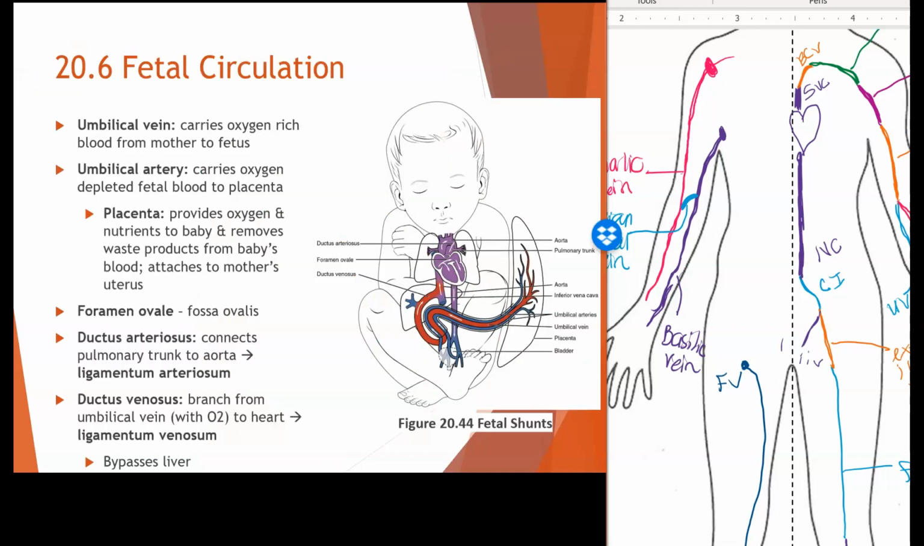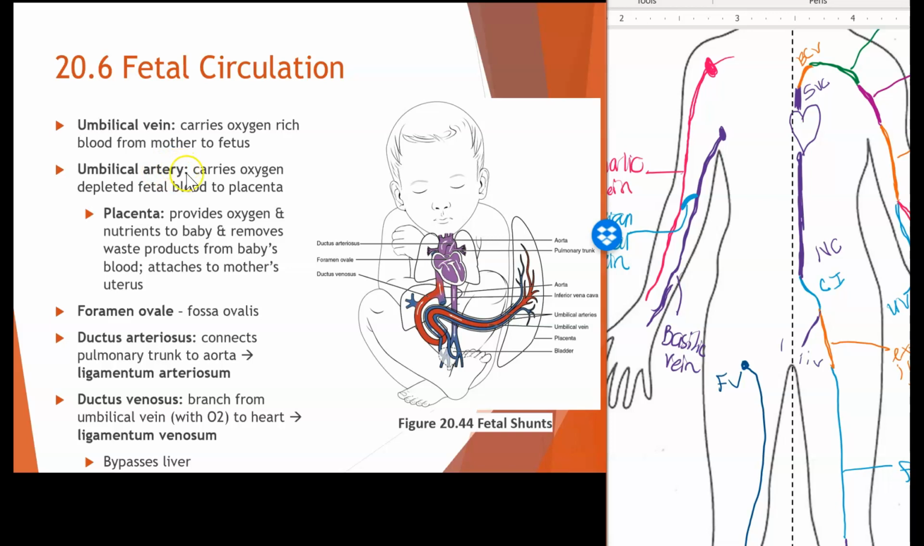Last thing we're going to talk about is fetal circulation. I just wanted you to be aware that the fetal heart is not like the adult heart. So we do have some variations. Most of you are familiar with the umbilical cord. That is going to be made up of an umbilical vein and 2 umbilical arteries.